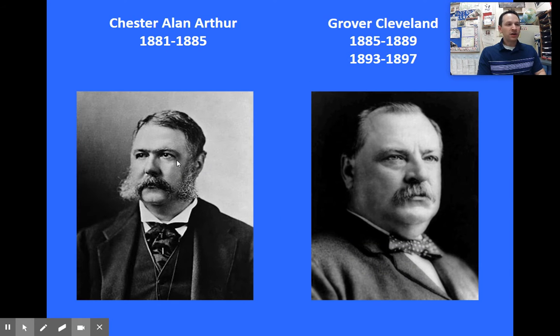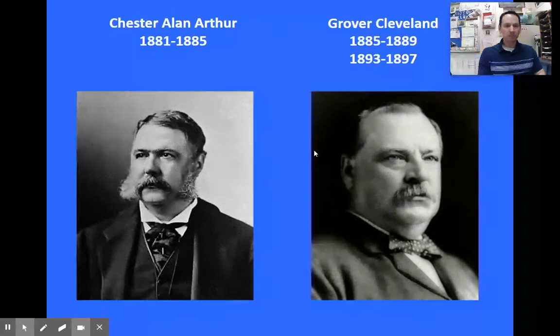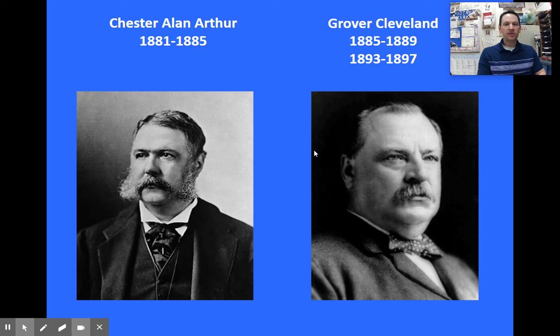All right, so we move on to Grover Cleveland here in 1885. He becomes the president in 1885 to 1889, and then he wins again in 1893 to 1897. He's the only president in history to win two non-consecutive terms. He's also the only president during the Gilded Age who's a Democrat. All these other presidents were Republicans.